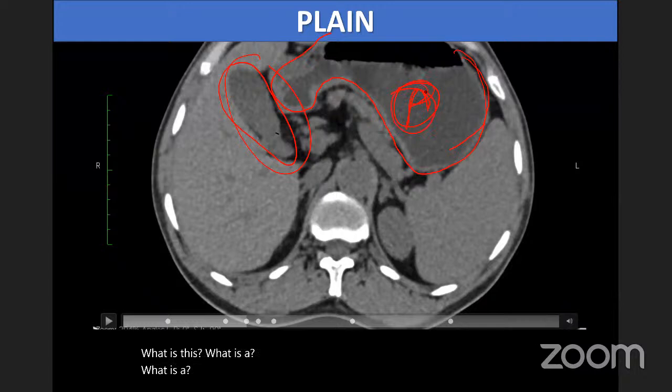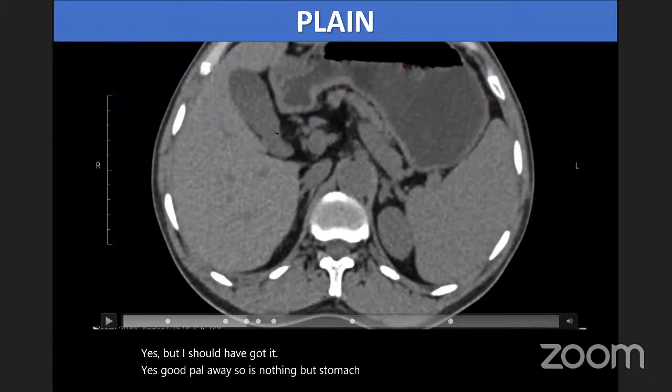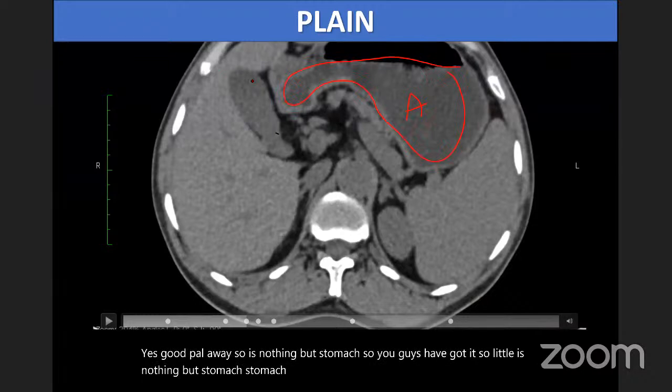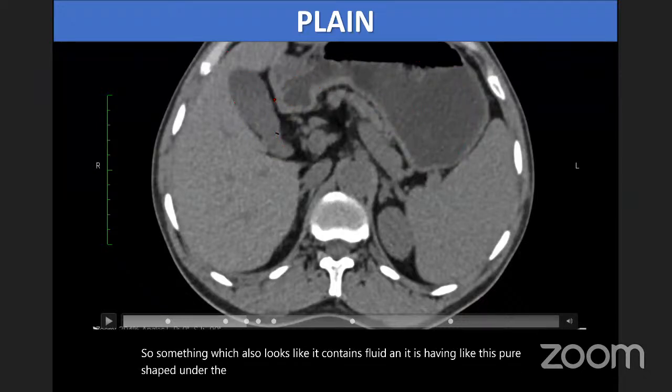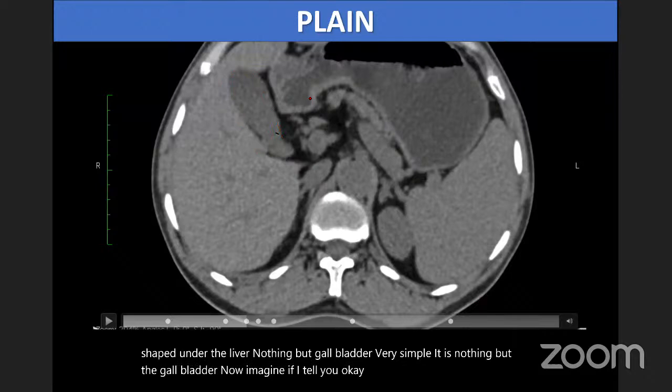Yes, good Aishwarya, you have got it. Yes, good Pallavi. So A is nothing but the stomach. Stomach contains fluid. So something which also looks like it contains fluid, and has this spear shape under the liver, is nothing but the gallbladder. Very simple. Now imagine I ask you, what is right next to the gallbladder? What is this area?